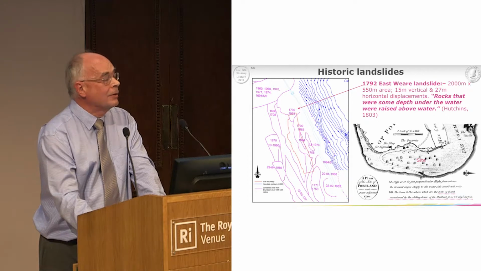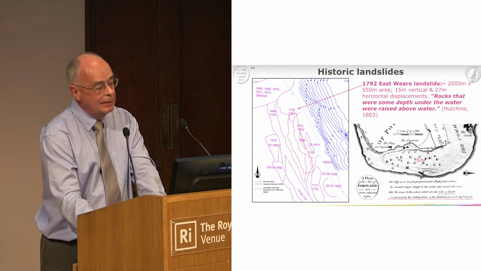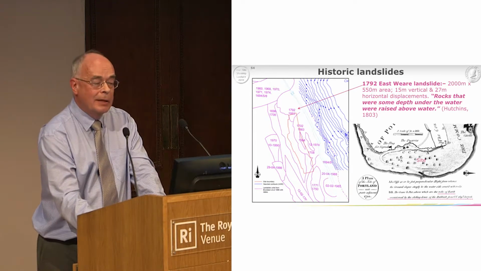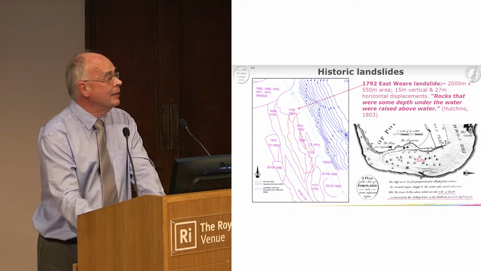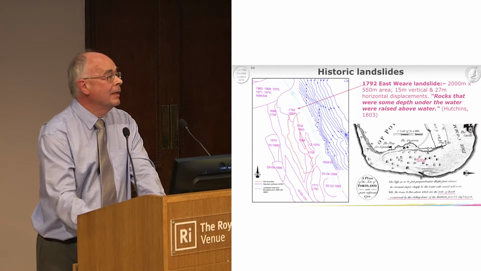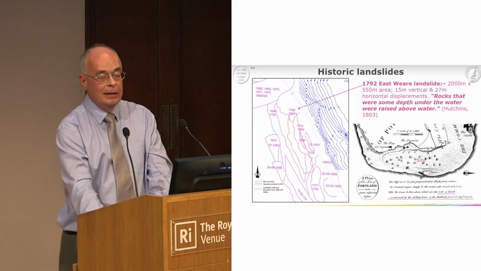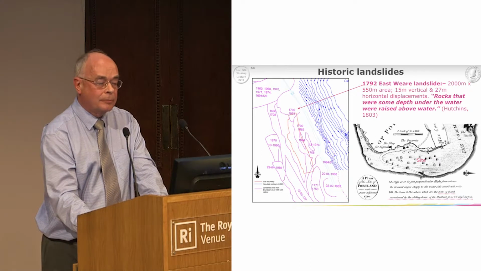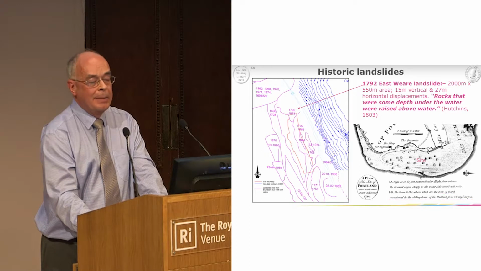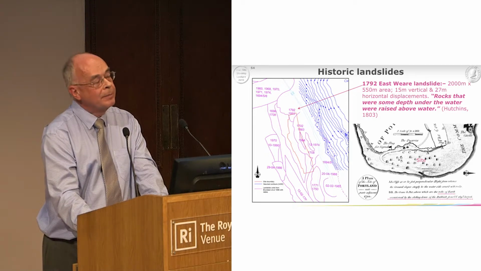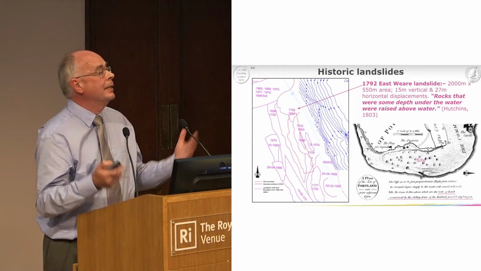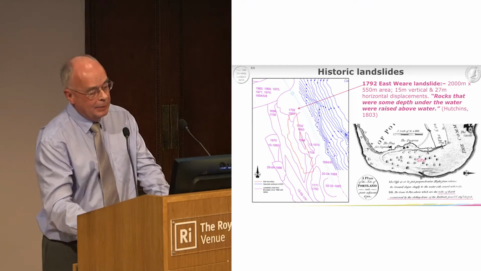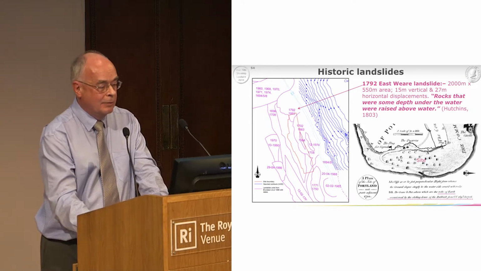The desk study brought out lots of past history of landslides, including this map on the left, which comes from a Brunsden paper. And the most significant was said to be the 1792 East Weir landslide, which is about 2 kilometres long, and according to Brunsden was the largest recorded landslide in the UK, in living recorded memory. And one of the contemporary accounts referred to rocks that were some depth under the water being raised above the water. Now this was taken to imply that there was a deep sea rotational failure and toe heave, and the rocks were shoved up at the bottom of the sea, which led to this original model.